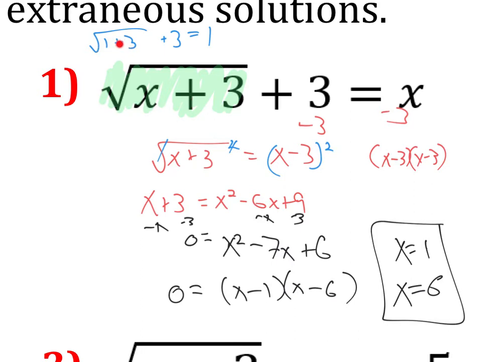Square root of 4 is 2. 2 plus 3, ooh, that is not 1. So that looks like it's going to be an extraneous solution. Let's try plugging in the 6. If I plug that in, square root of 6 plus 3, well, that's 9, plus 3. So the square root of 9 is 3, plus 3. Is that, in fact, equal to 6? Yes, it is. So 1 turned out to be extraneous, but 6 actually worked. How fun.